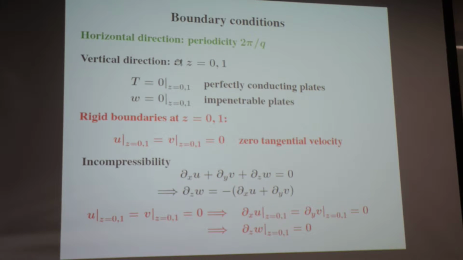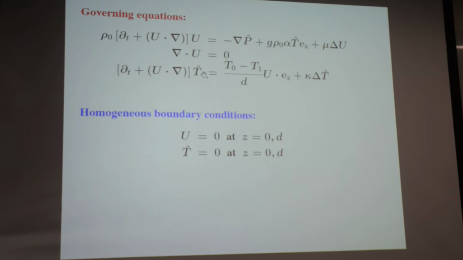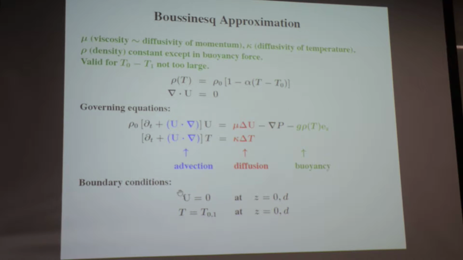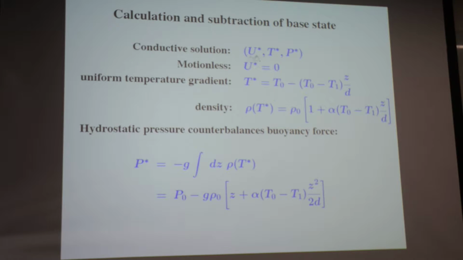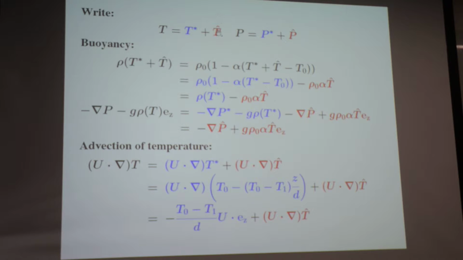In the vertical direction, we are going to impose T equals 0. Why T equals 0? Well, the basic boundary conditions are that T be hot here and cold here, but that was already satisfied by the base state, which interpolated between the value at 0 and the value at 1. Hence, when you discuss the deviation from the base state, if the total T is supposed to obey the T0 and T1 boundary conditions, and the T star obeys those conditions, then the T hat had better obey conditions 0 and 0, so as not to change the fact that the T and the T star have the same boundary conditions.